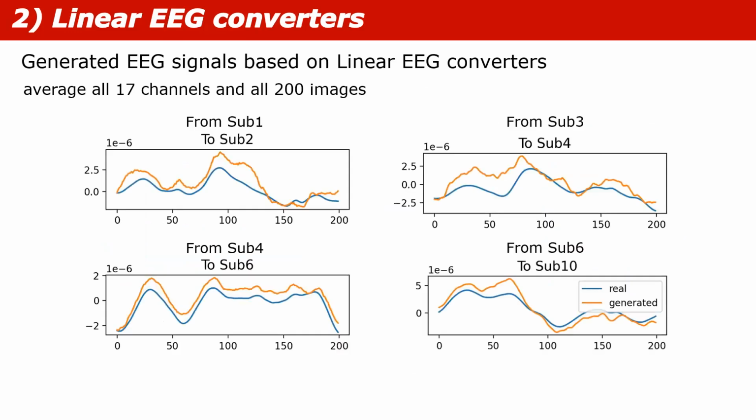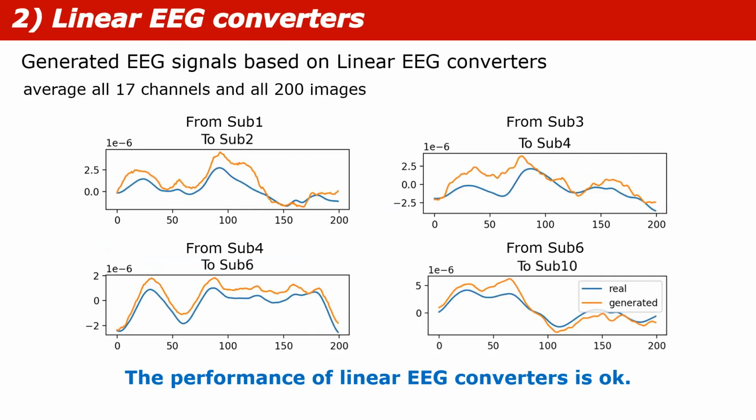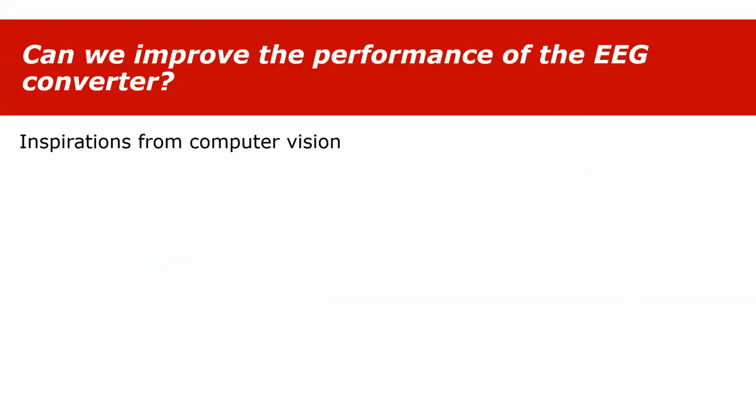Here's the example. The orange lines correspond to the generated EEG signal and the blue lines correspond to the real signals. You can see the performance of the linear EEG converter is okay, but these 2 lines are still not very similar to each other. So can we improve the performance of the EEG converter?